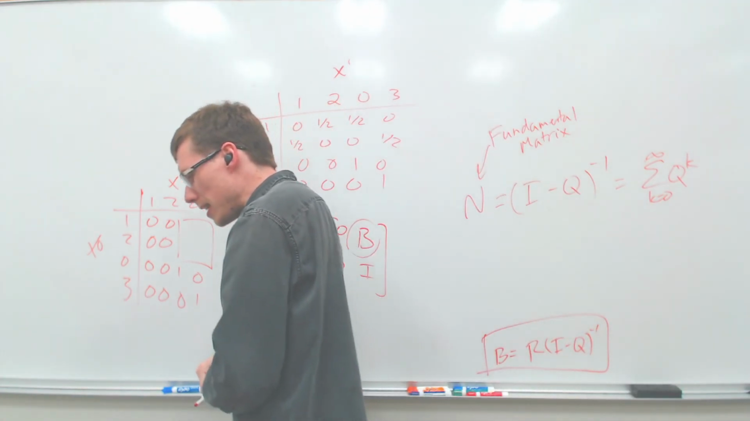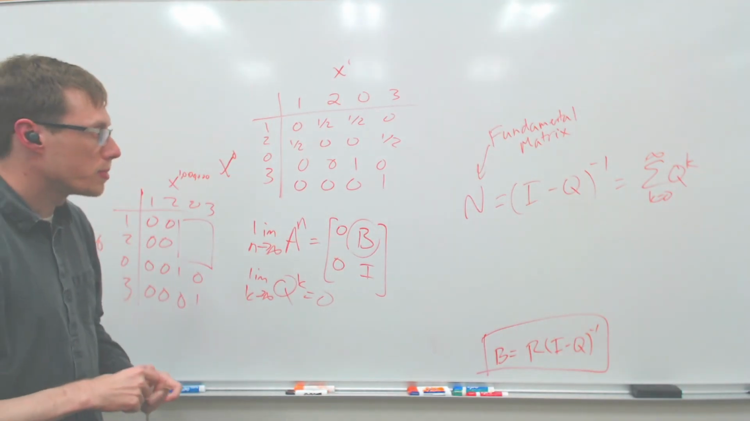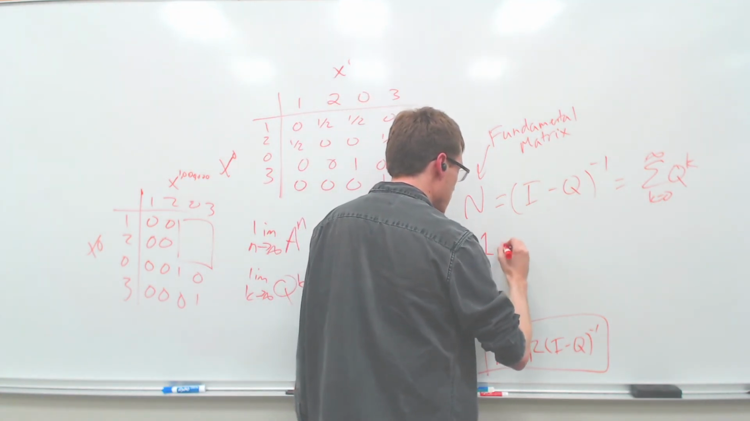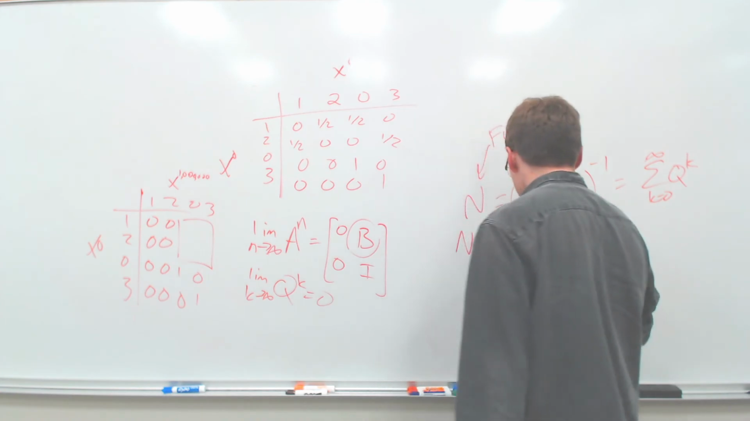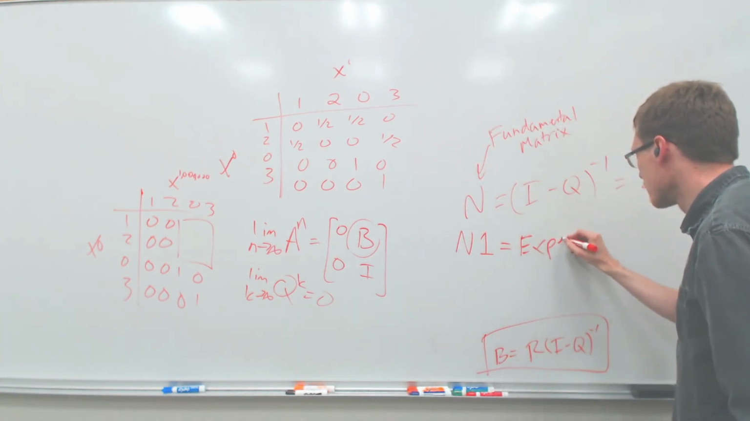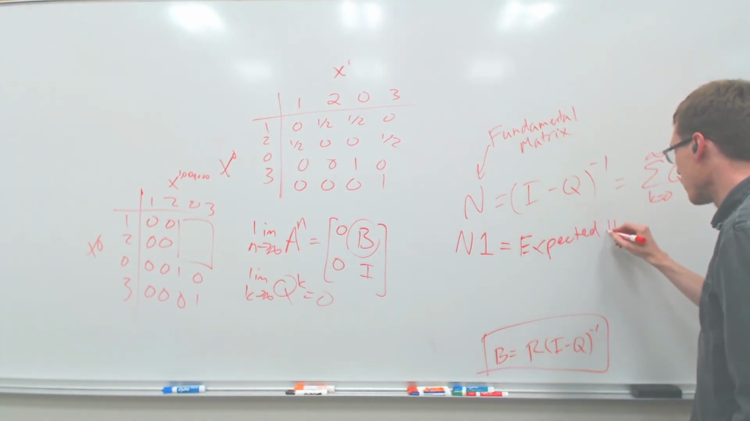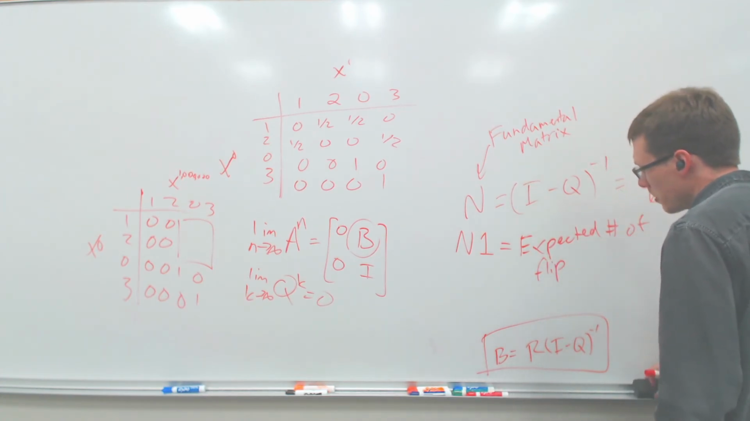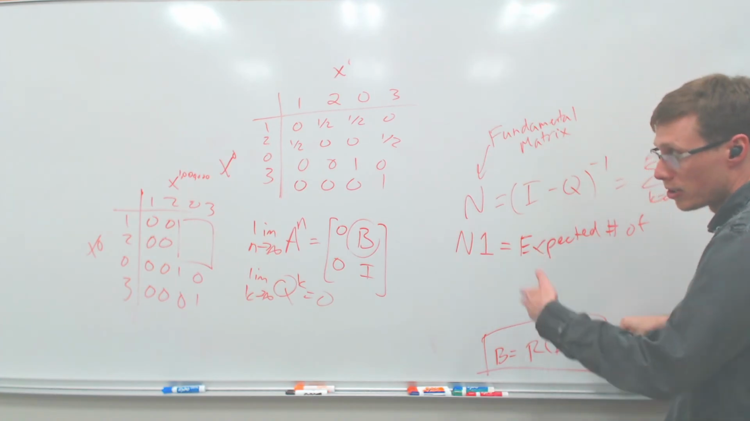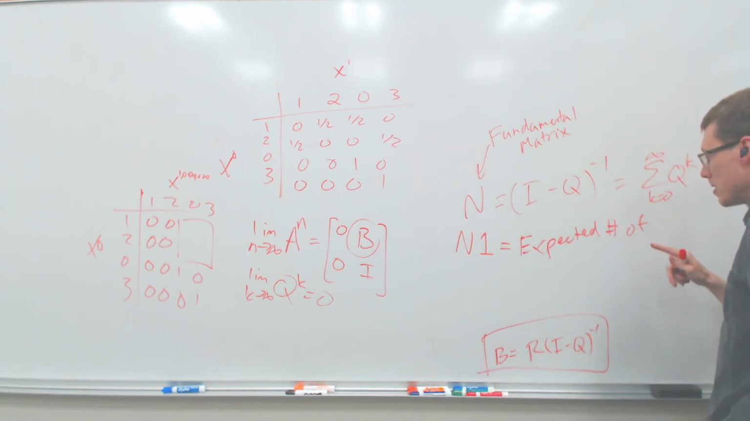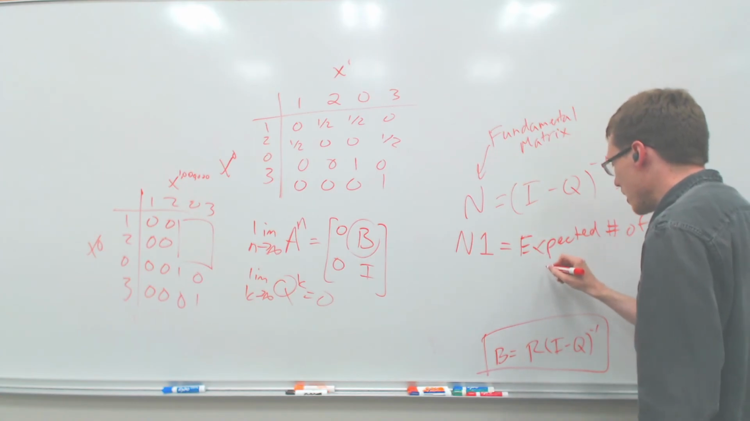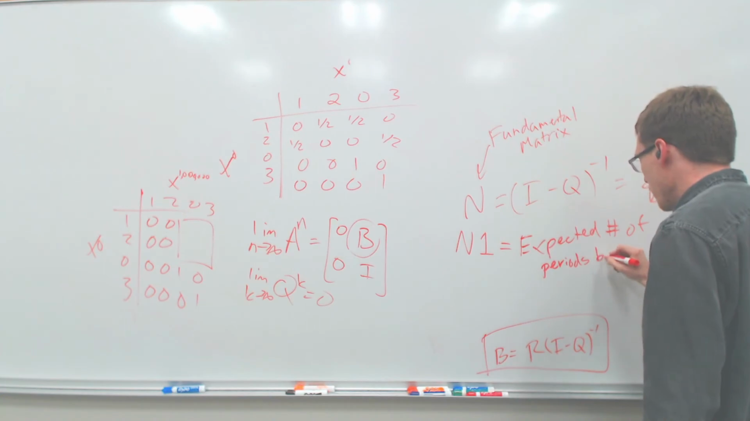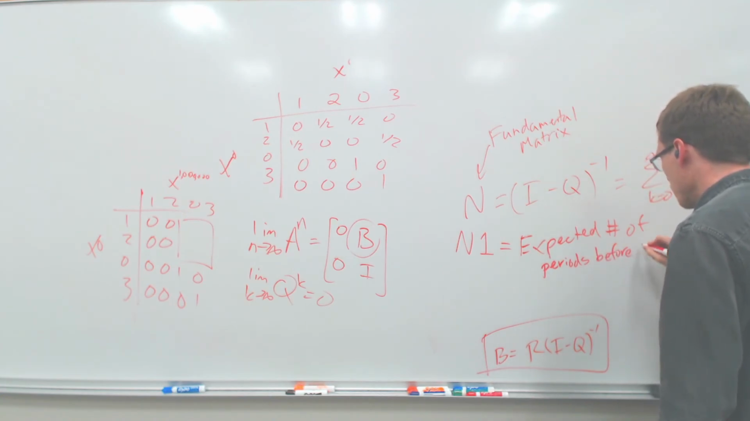So we have that, and it turns out that this has a really cool property, which is that N times 1 gives you the expected number of flips, or let me actually do it in more general terms, and then I'll talk about it in this case. Expected number of periods before being absorbed.